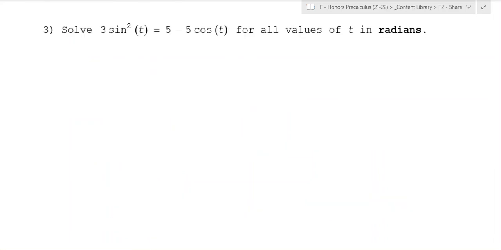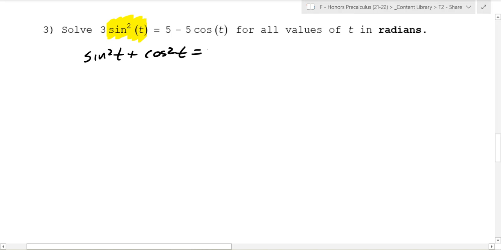So this one says solve this trig equation. Remember, we're not verifying, so we can use both sides at the same time. So we're solving this. The first thing we're going to do is take sine squared t, and again, we know that sine squared t plus cosine squared t is equal to 1. So sine squared t is equal to 1 minus cosine squared of t. So we're going to take that and plug it in.